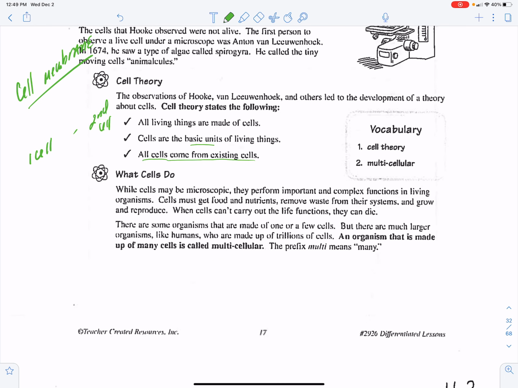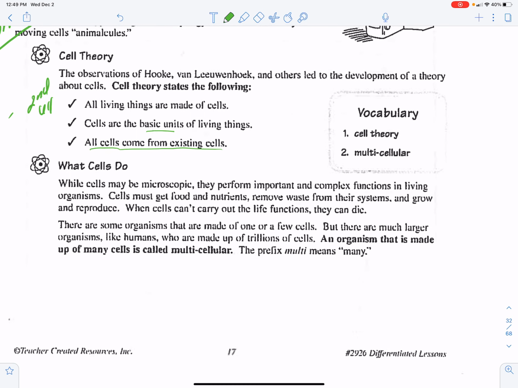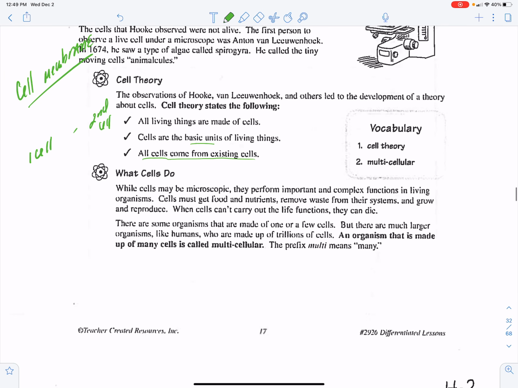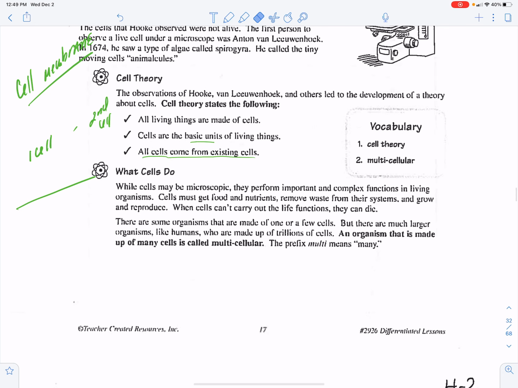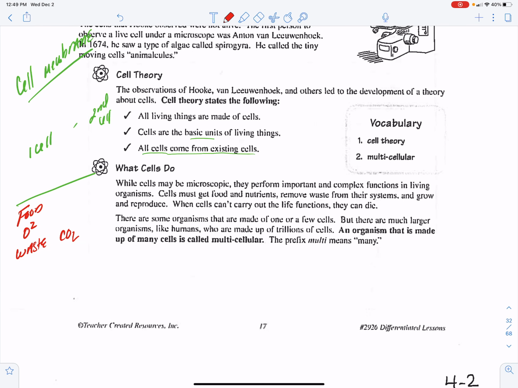Cells do all the basic things that your body does. For example, if we think about some of the things that you have to do daily, you have a need for food, right? You have a need for oxygen. You have a need to get rid of waste, and the waste might be CO2 that we breathe out. It could be a liquid waste or solid waste that we get rid of. Cells do all the same kind of things that we do, just on a much, much, much smaller scale.